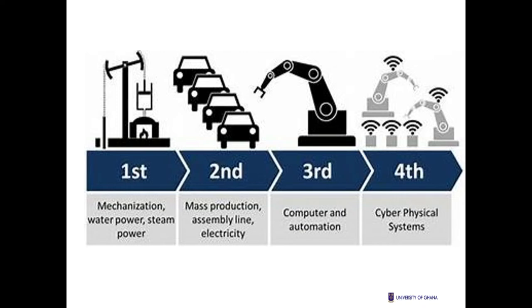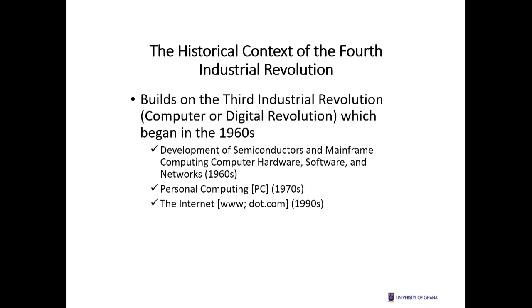The world has gone through a number of revolutions. Some even believe that we are in the fifth revolution, but I'm not touching on that yet. So let's look at the four important revolutions, and this fourth industrial revolution is what we are going to be focusing on, because the context of learning management systems, AI, closed systems, open systems, enterprise, all of that is a result of the fourth industrial revolution. The historical context of the fourth industrial revolution is that it builds on the third, sequentially, from the first, second, third. And the third is what has been termed the computer or digital revolution. This morning we heard a lot about digital infrastructure and digital skills development. It all started in the 1960s. Development of semiconductors, mainframe computers, networks, personal computing, and the internet.